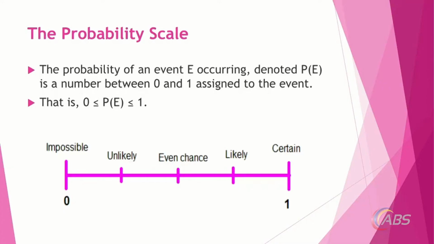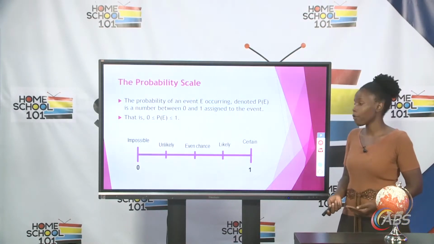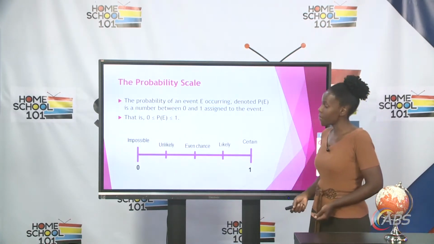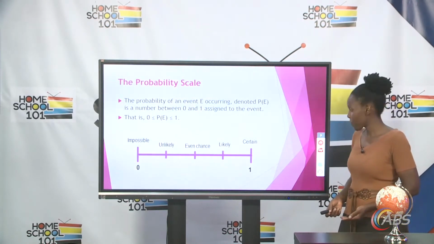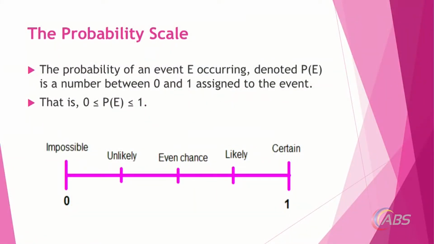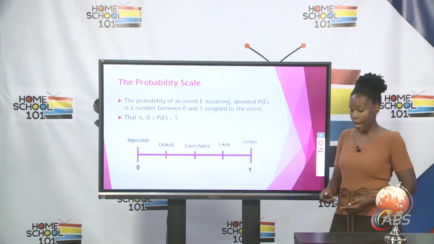The probability scale. The probability of an event E occurring, denoted by P(E), is a number, as indicated before, between 0 and 1. If we look along this scale, a probability of 0 means that the event is impossible. A probability of 1 means the event is certain to occur. And a probability of 0.5 means there is an even chance of the event occurring. So the probability will always be a positive number between 0 and 1.